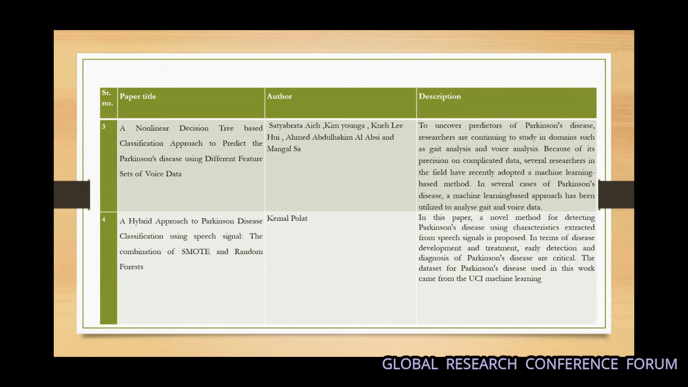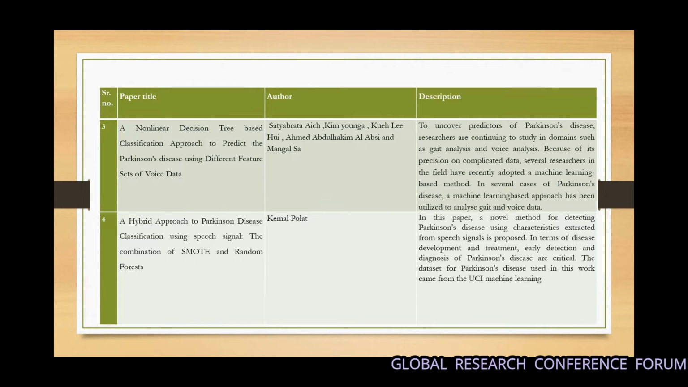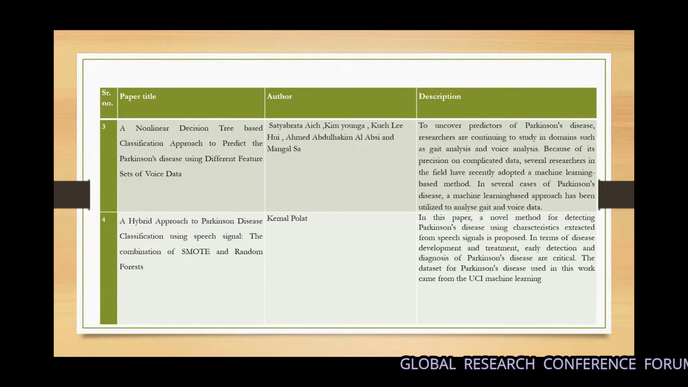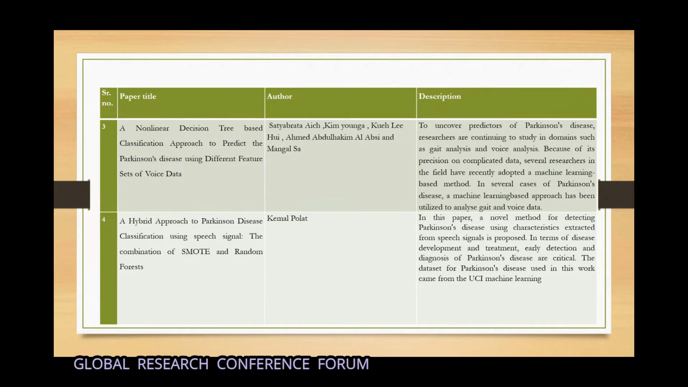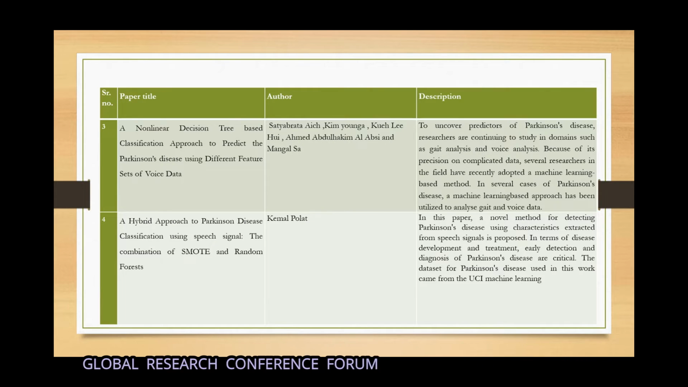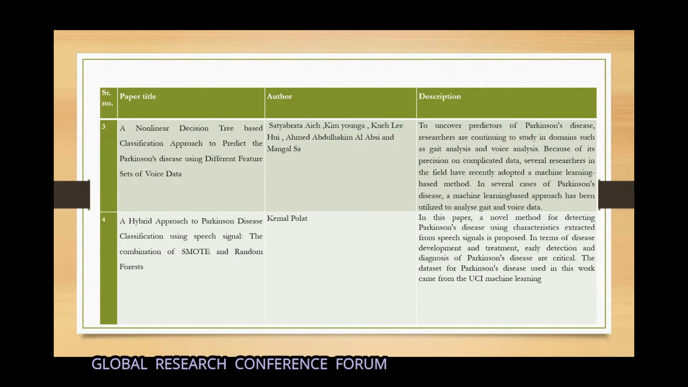The third paper is a non-linear decision tree-based classification approach to predict Parkinson's disease using different feature sets of voice data. In this paper, the researchers proposed a new approach by comparing the performance metrics with different feature sets, such as the original feature set as well as a principal component analysis based feature reduction technique for selecting the feature set, and they found 96.83% accuracy. The last paper is a hybrid approach to Parkinson's disease classification using speech signals. In this paper, they use SMOTE and the random forest technique.